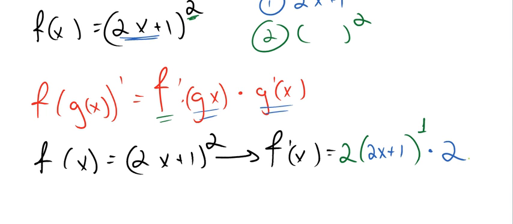So again, what we did is we derived the outer function and we left the inner function as is, times the derivative of the inner function. And that's what you always have to do when you derive powers of parentheses using the chain rule. That's it.